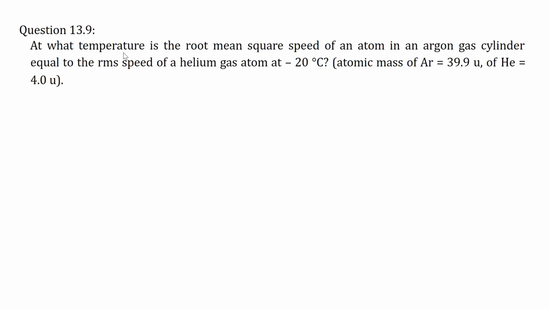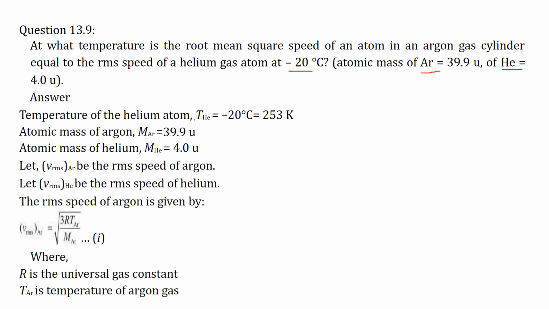At what temperature is the root mean square speed of an atom in an argon gas cylinder equal to the RMS speed of a helium gas atom at minus 20 degrees centigrade? The atomic mass of argon is also given, helium is also given. So what we will do here is, the temperature minus 20 degrees, we have to add 273 with this, so that we get 253 Kelvin.